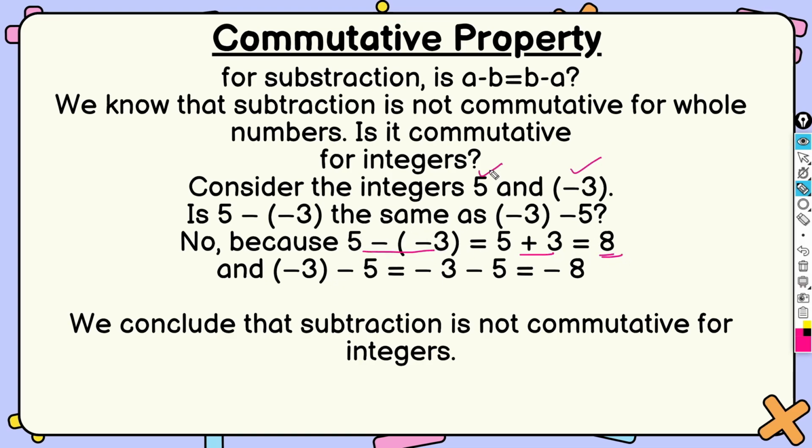And similarly, this is a and this is b. So if we take b minus a, that will become minus 3 minus 5, which is equal to minus 8. So 8 is not equal to minus 8. So a minus b is not equal to b minus a. Hence, for subtraction, integers do not follow commutative property.